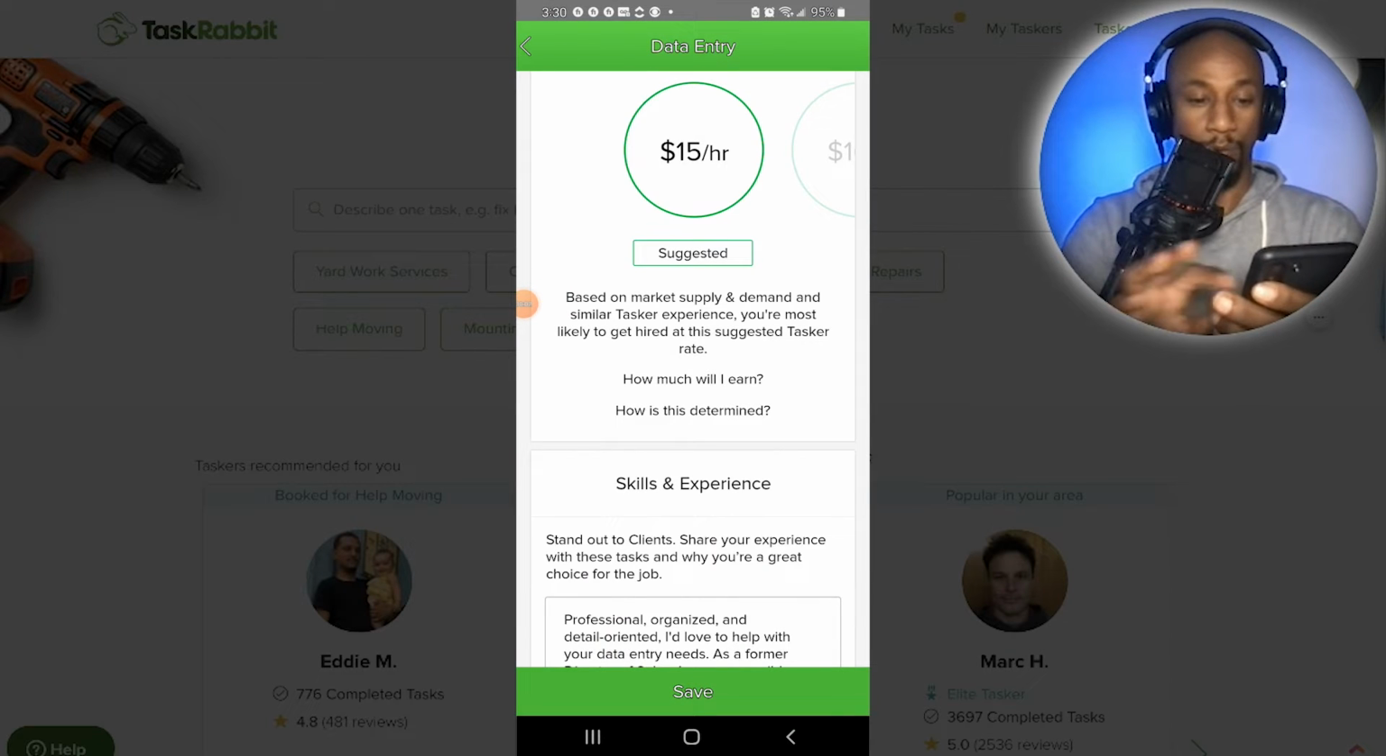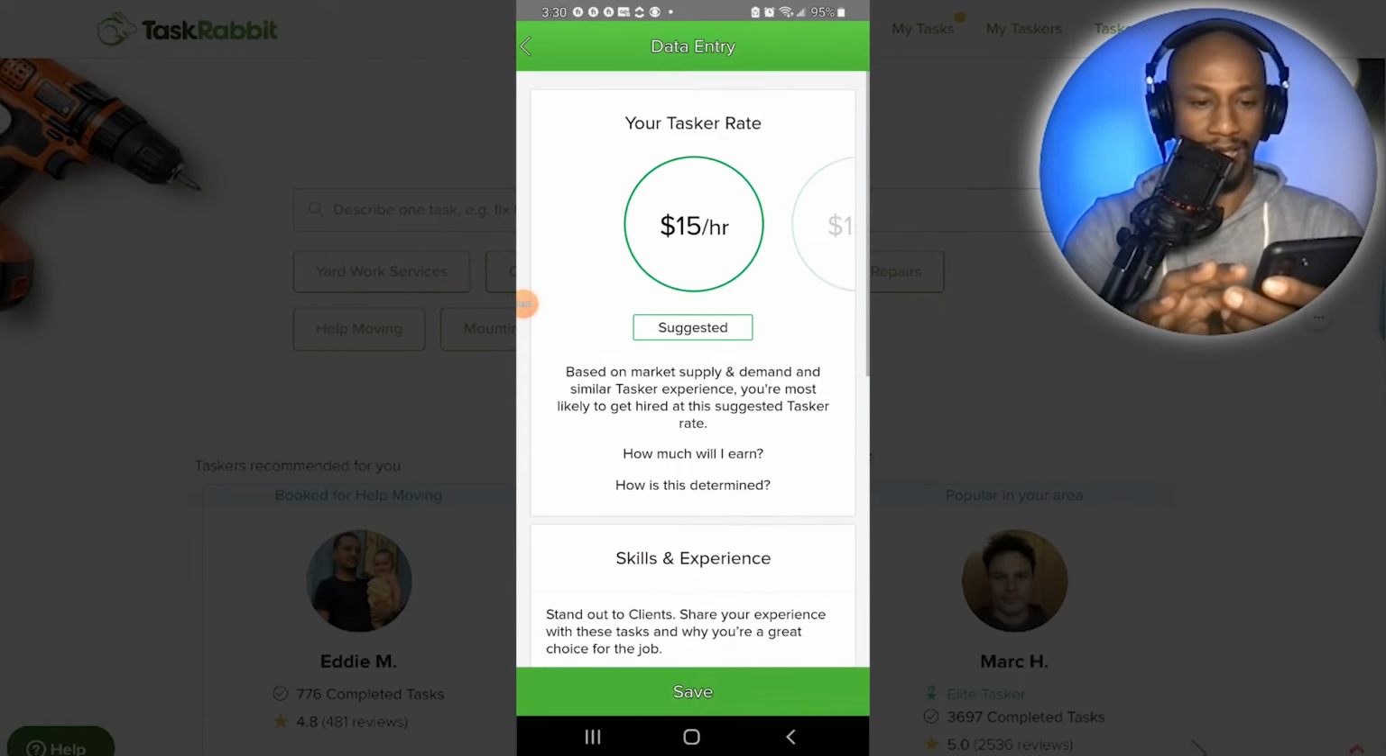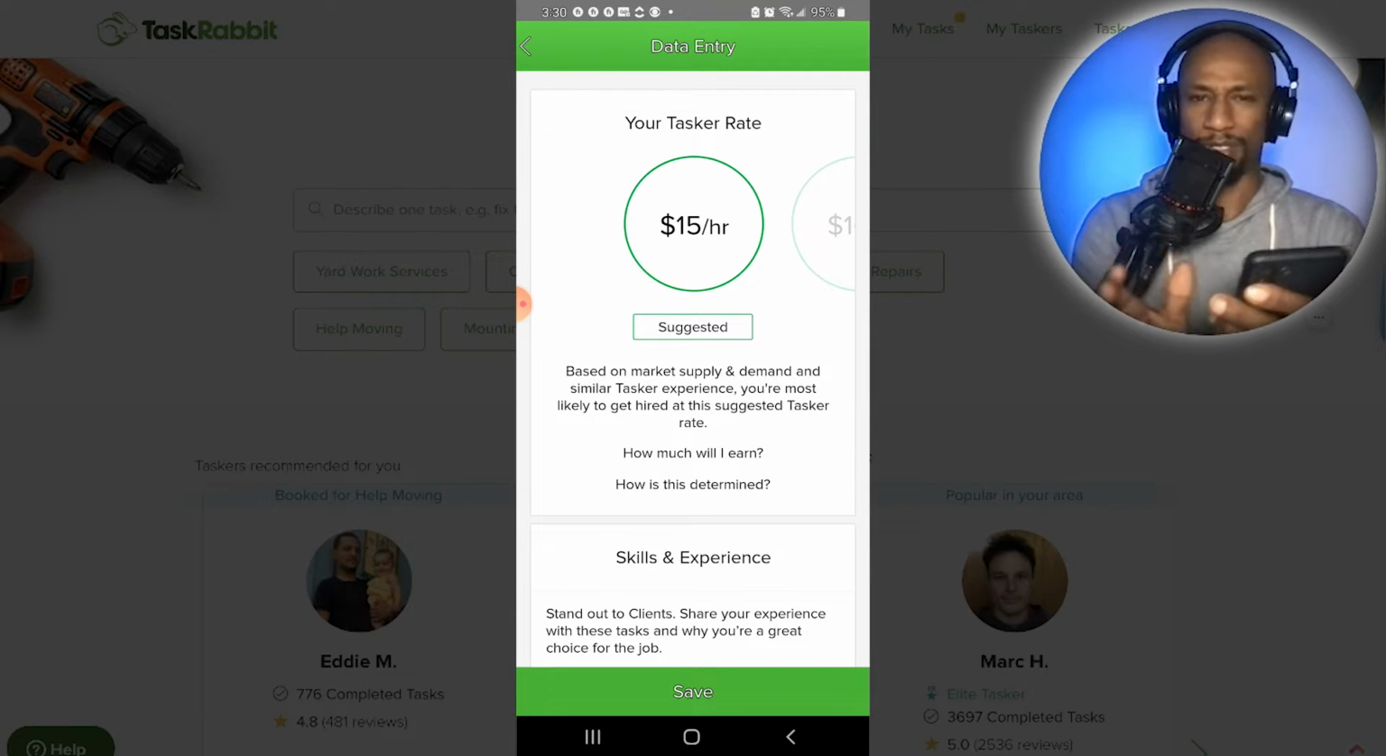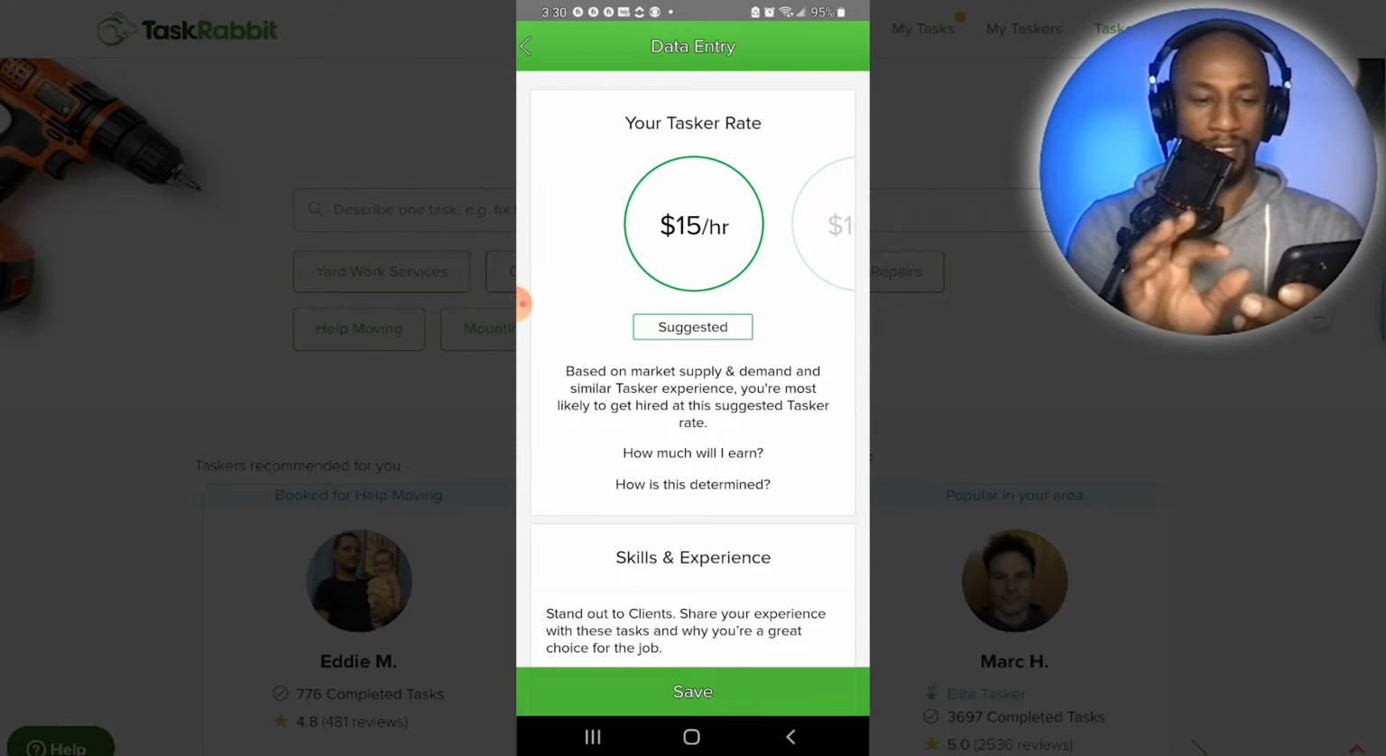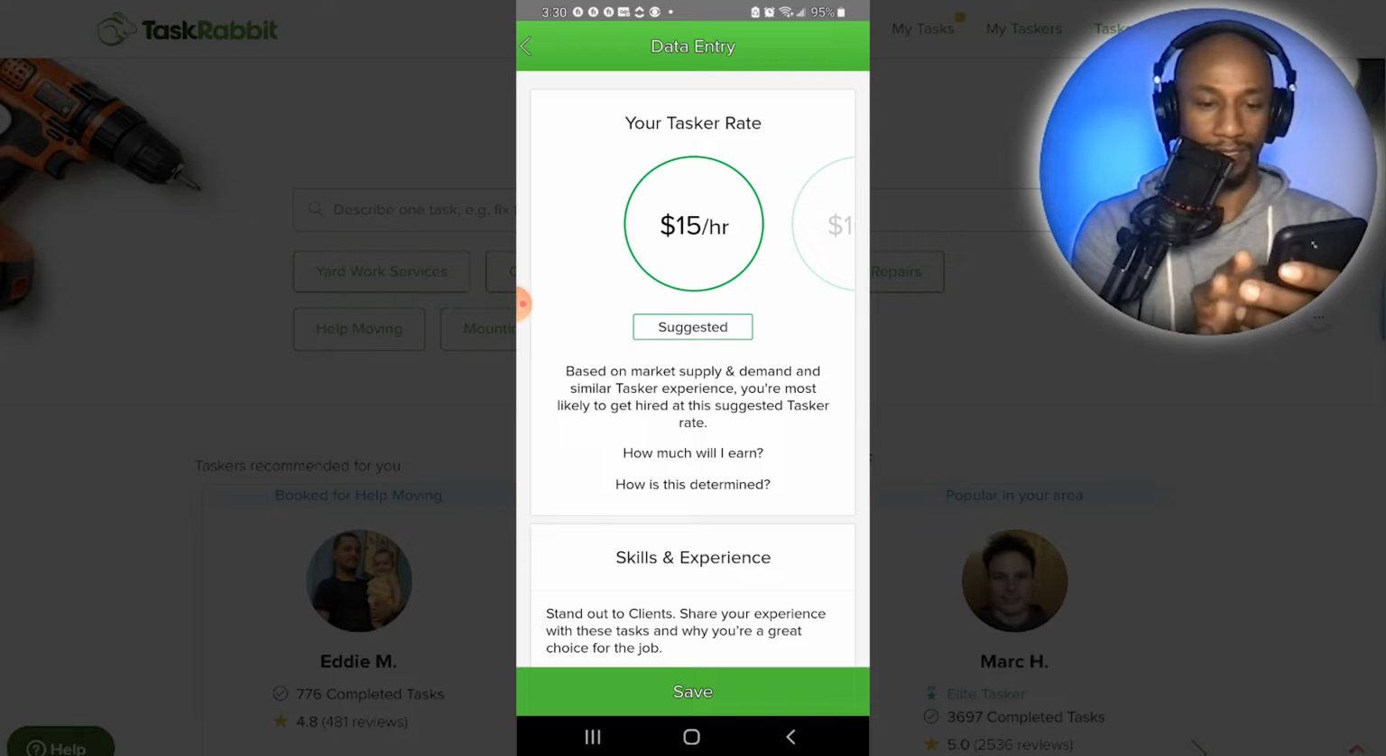All right, so we are here inside of the TaskRabbit app. I'm in my data entry category in my account, and I've done maybe 2 data entry jobs. I think I've gotten 5 stars on both of those. But despite that, as you can see, here in the TaskRabbit category, it says your tasker rate is $15 an hour. This is what they are suggesting, and it's in the green, meaning this is what they suggest.